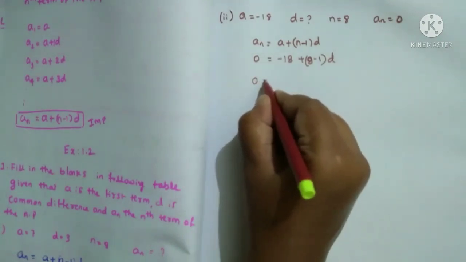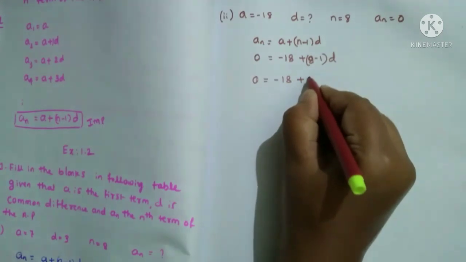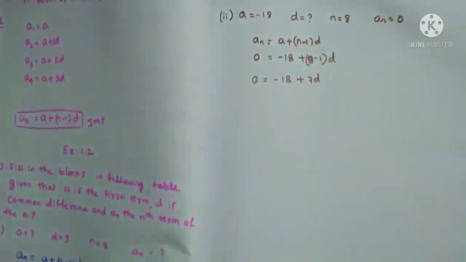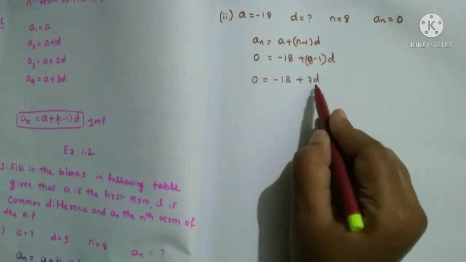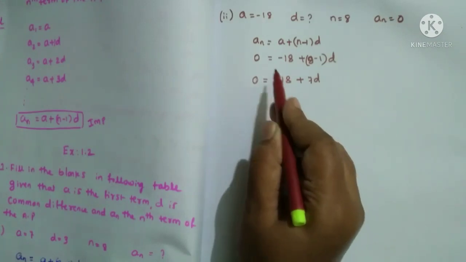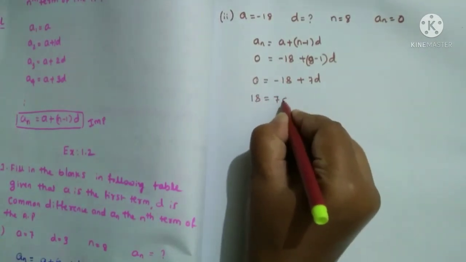Now 0 equal to minus 18. First you have to solve the bracket. So 8 minus 1 is 7, D. We want D value, right? So this 18 you transfer to the left side. Whatever you don't know, you have to keep on one side, and whatever you know, you should transfer to the other side. Always keep known things on one side and unknown things on the other side. Here the unknown is D; D we want to find. So 18 you transfer to the left side. If you transfer to the left side, it will become plus 18 is equal to 7D.